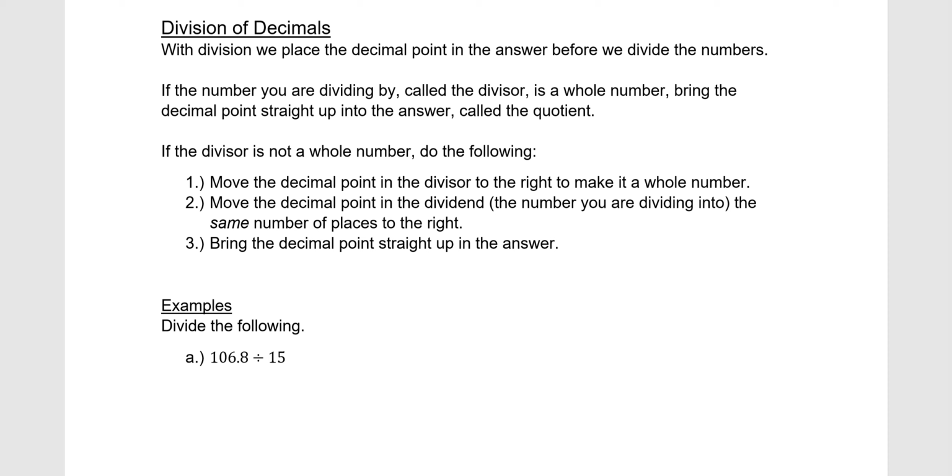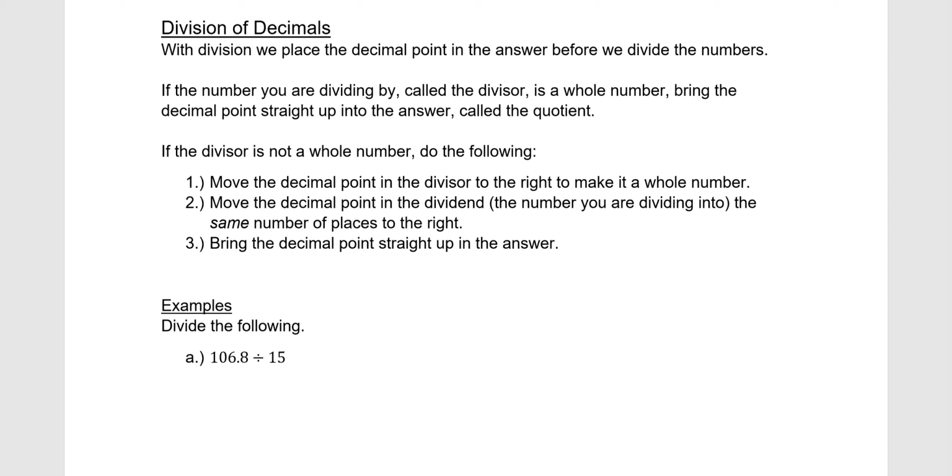So with division, we're going to place the decimal point in the answer before we even divide the numbers here. So if the number that we're dividing by, which is called the divisor, is a whole number, we're going to bring the decimal point straight up into the answer, which is the quotient. If the divisor is not a whole number, we're going to make it a whole number by doing the following. We're going to move the decimal point over in the divisor to make sure it's a whole number. And then we also have to move the decimal point over in the dividend the same number of places that we did in the divisor, and then we bring the decimal point straight up in the answer.